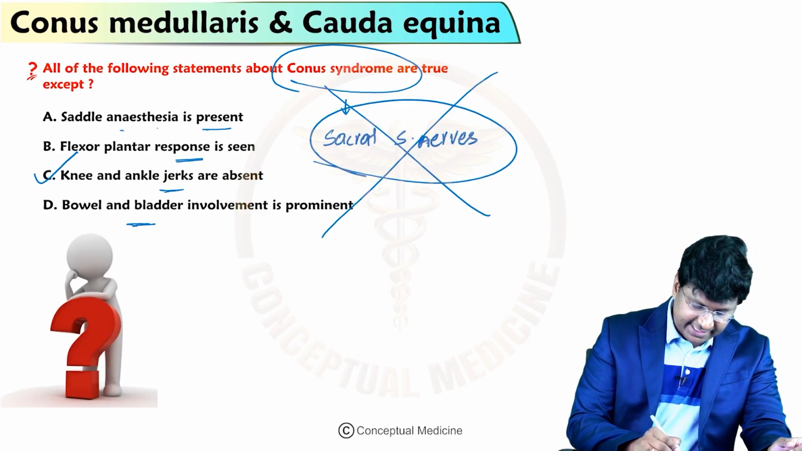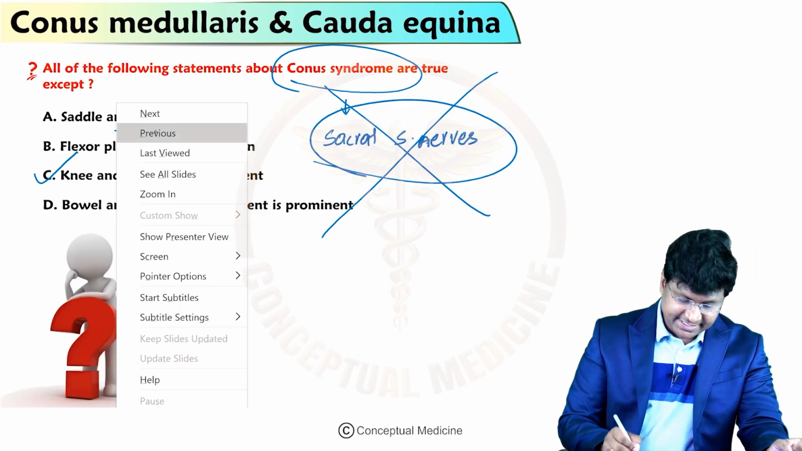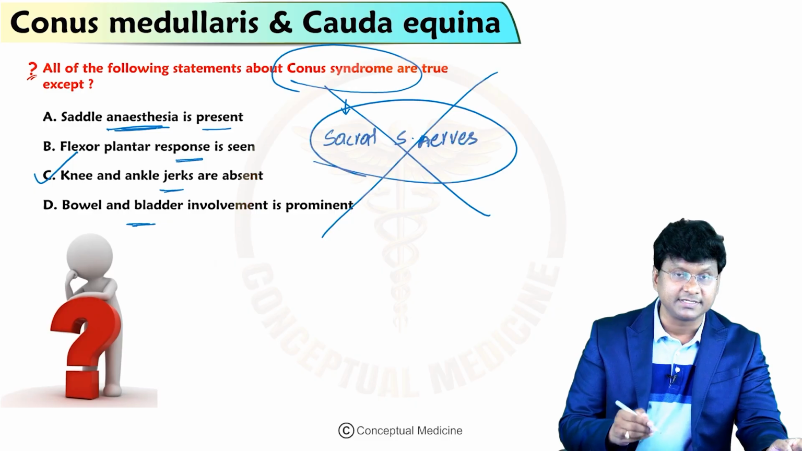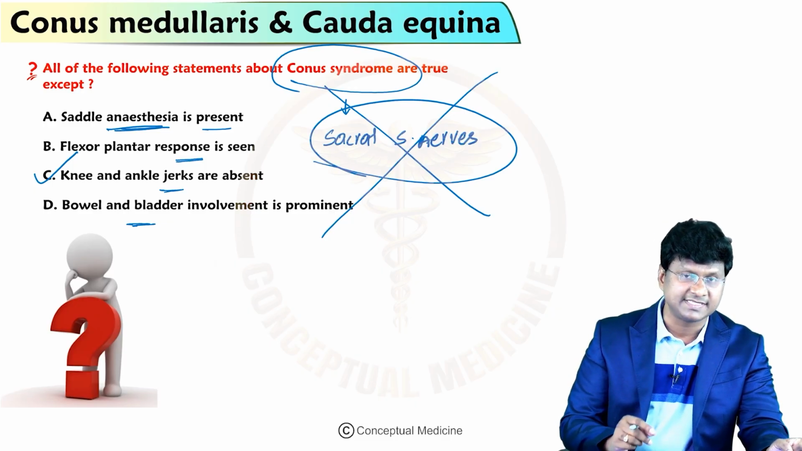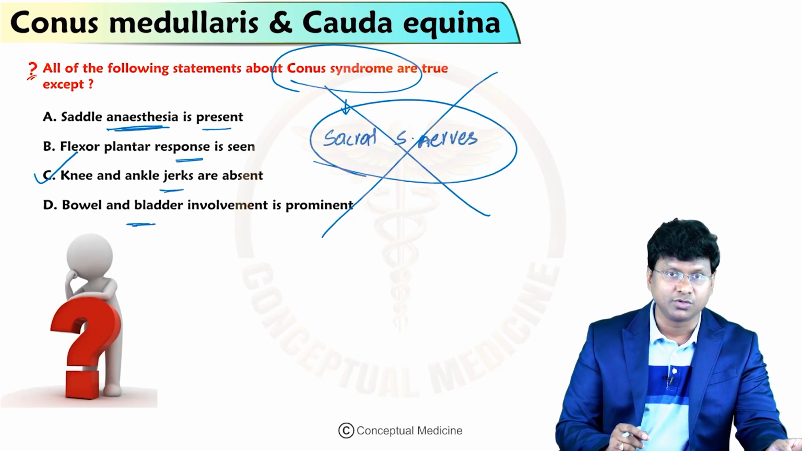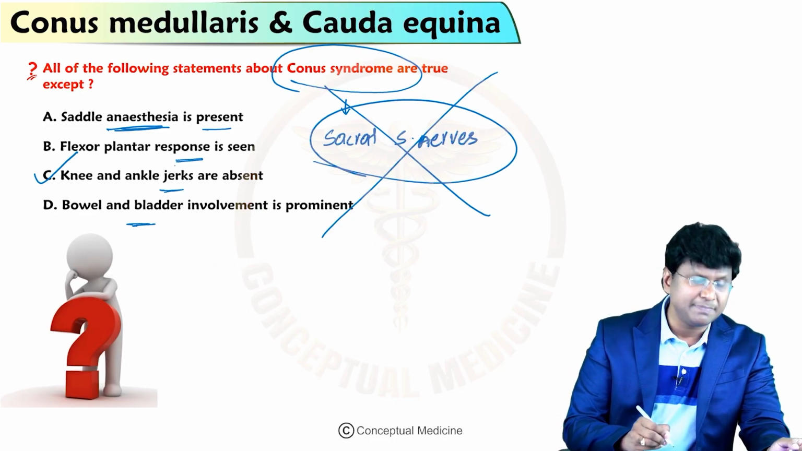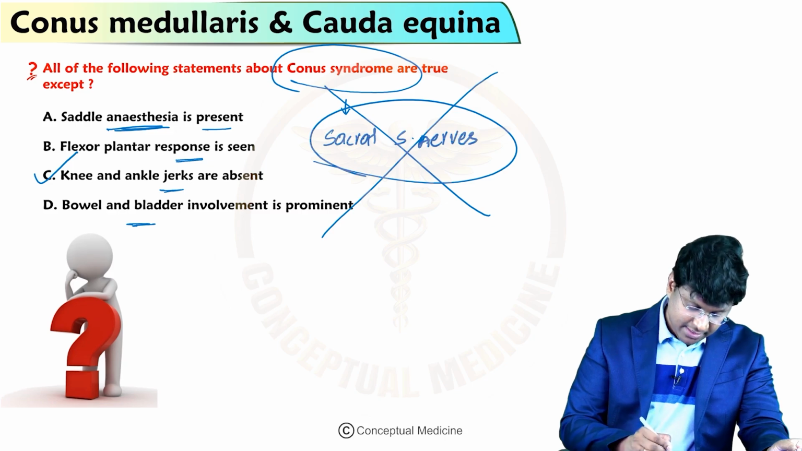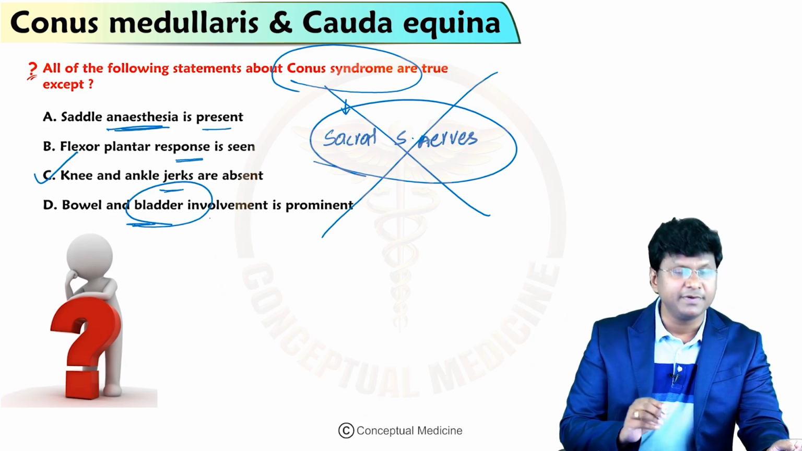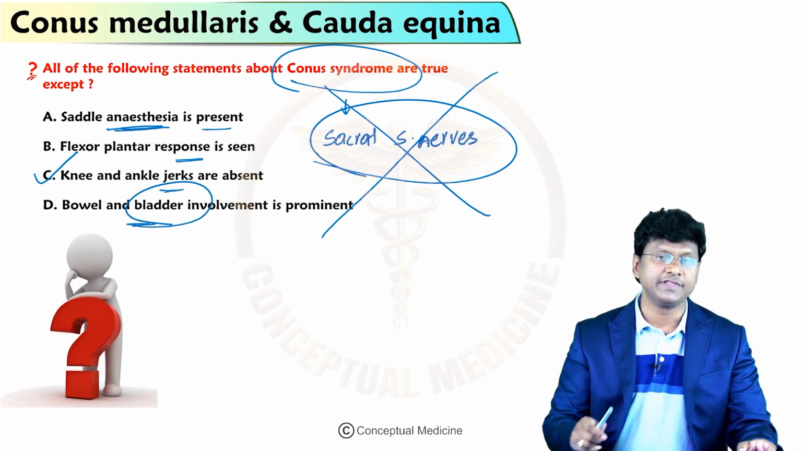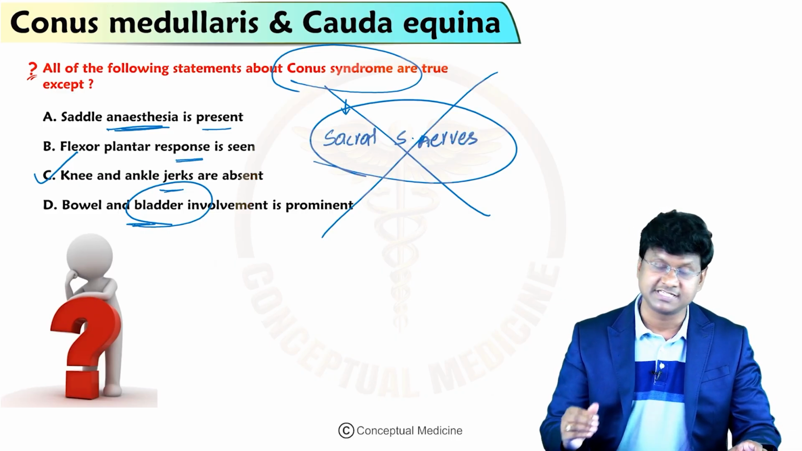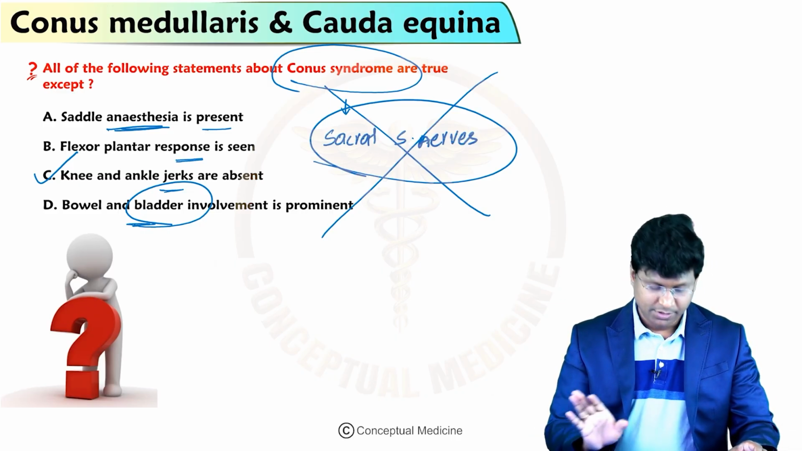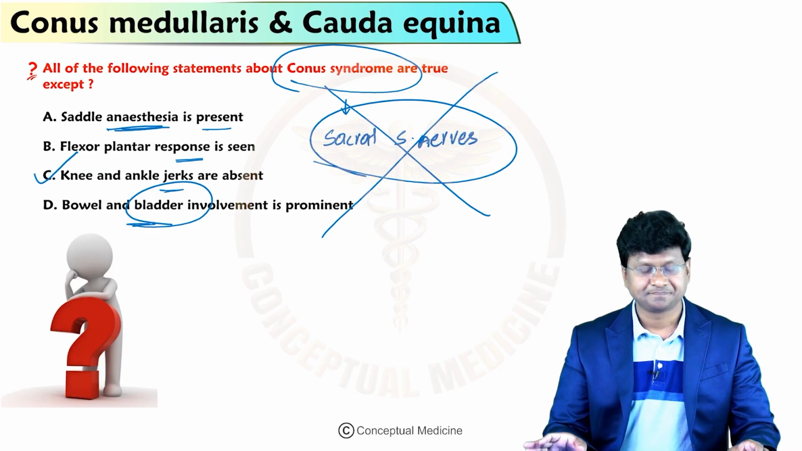Both knee and ankle jerk are absent is a wrong statement in case of the conus. In conus, saddle anesthesia is present, because of the involvement of the sensory structures in the spinal cord. And flexor plantar response is seen. And bowel and bladder involvement is prominent in case of conus medullaris because of the involvement of sacral spinal nerves which are supplying the bowel as well as the bladder. So the answer is C.